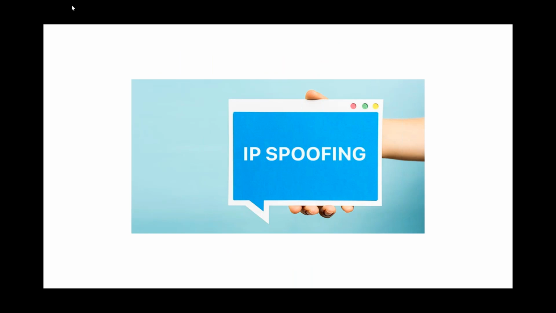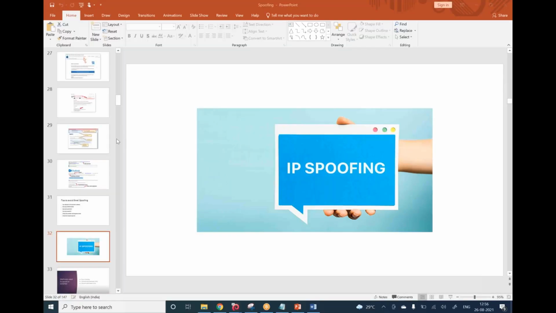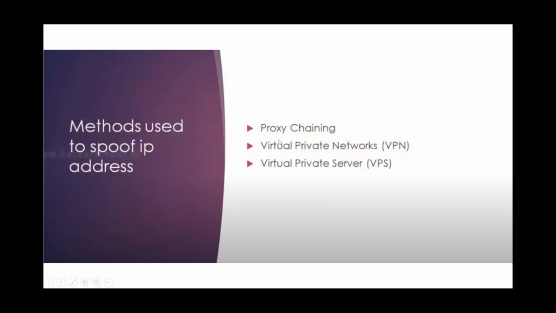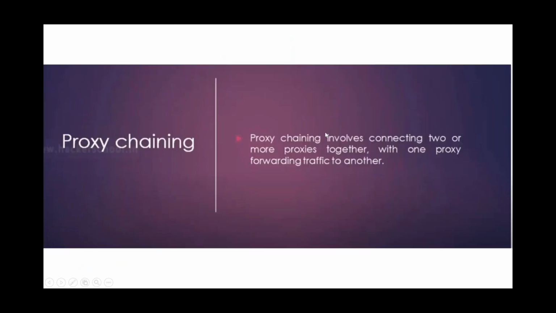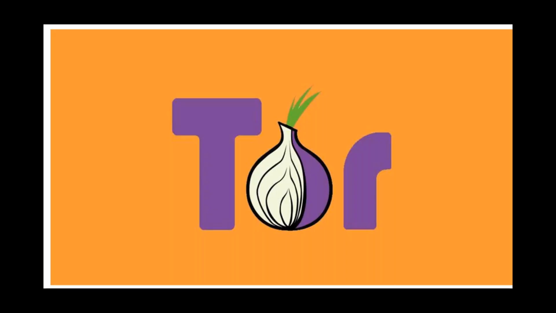This is what we need. There are three types of IP spoofing: one is called private network, proxy chaining, and server. So what is proxy chaining? We'll go for the first one, which is called proxy chaining. It involves connecting two or more proxies together, with one proxy forwarding the traffic to another one. One of the most popular types of proxy chaining is Tor, which is called the onion router. Now, what is the onion router?